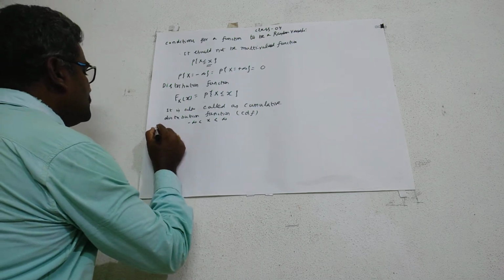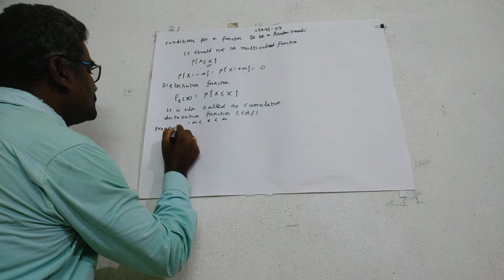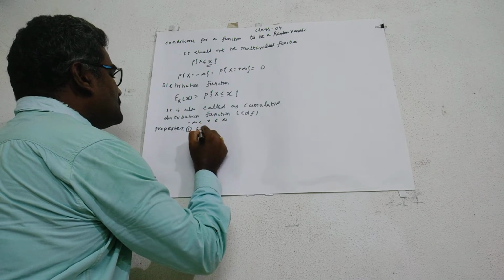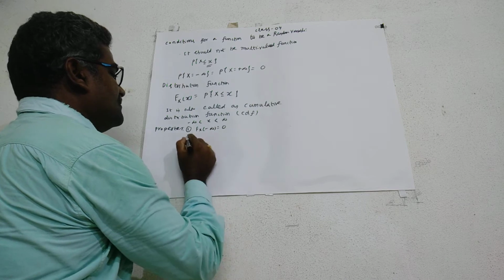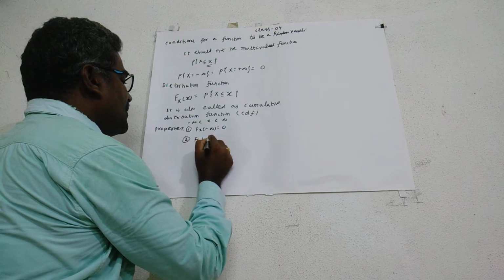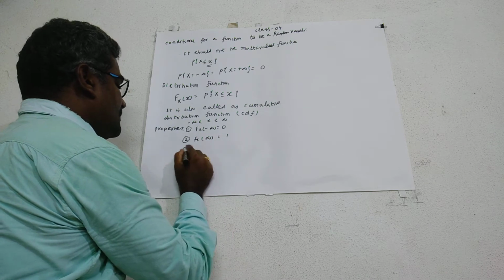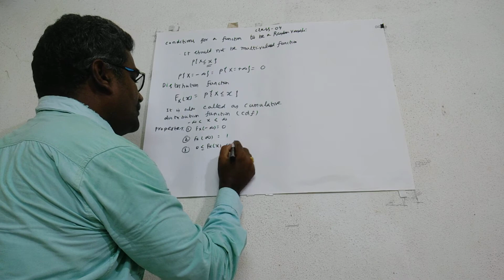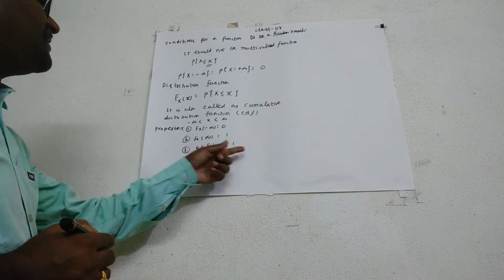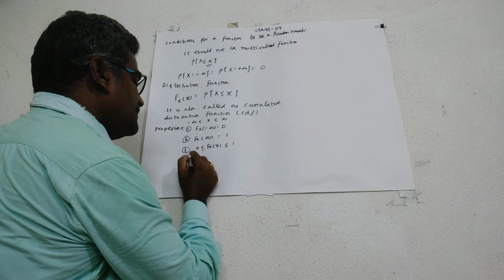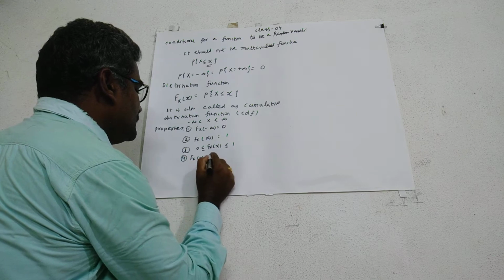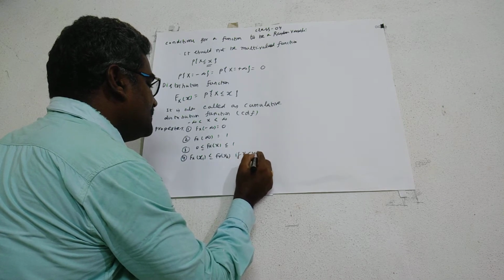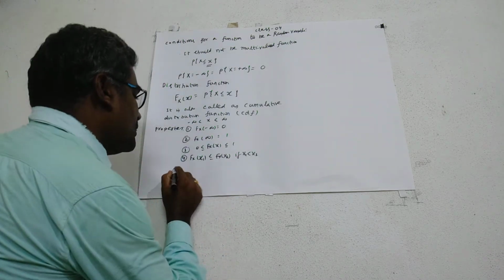Now we shall move on to properties. Properties of distribution function. What is the first property? First property states that Fx of minus infinity is equal to 0. Second property states that Fx of infinity is equal to 1. Third property states that Fx of x is bounded between 0 and 1, just like probability. Distribution function is bounded between 0 and 1. And fourth property, Fx of x1 is less than or equal to Fx of x2 if x1 is less than x2. Fourth property.